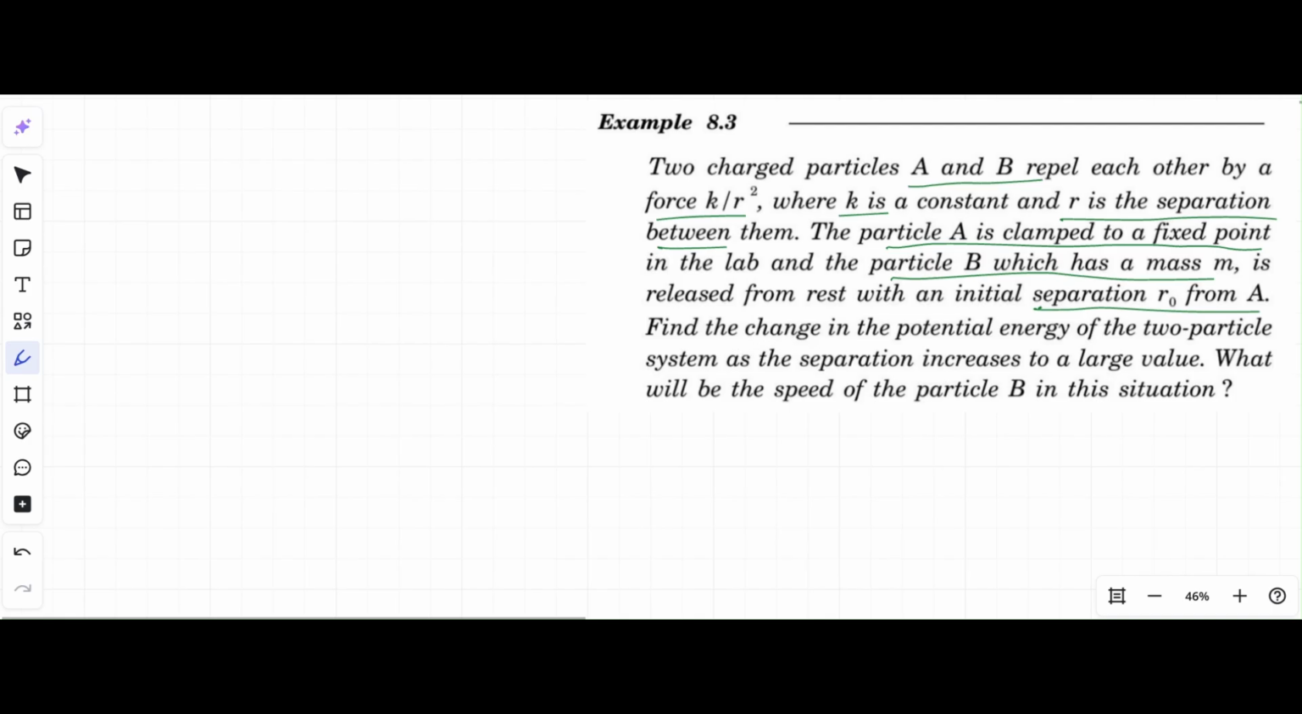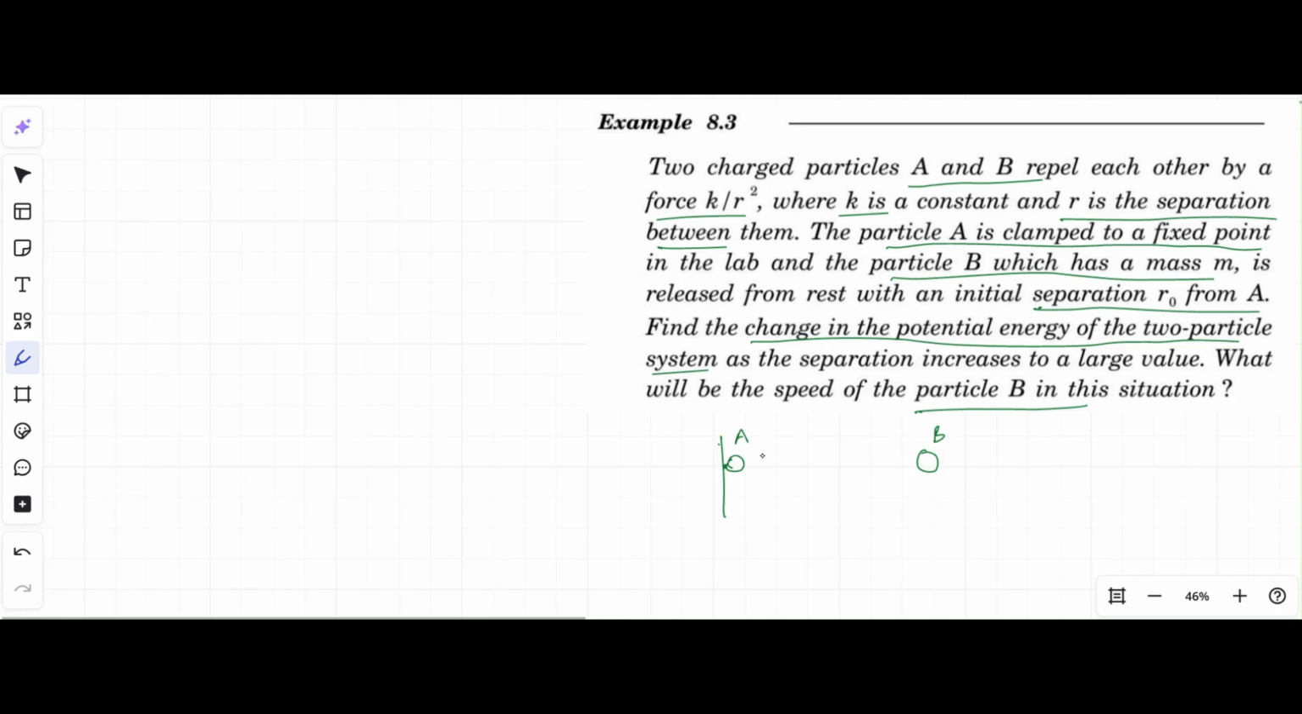So in order to understand that, we need to find change in potential energy of this A and B system as the separation increases to a large value. So what will be the speed of particle B? So it says that there is some particle A. This particle A is hinged, is clamped, it is fixed, and there is some particle B. So this is B and this is A. A is clamped.